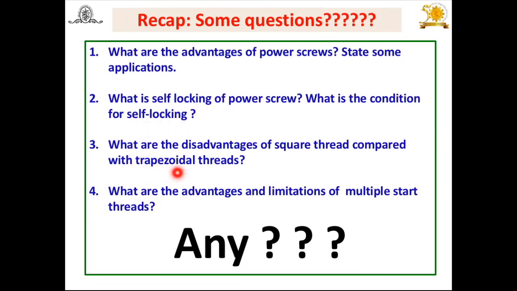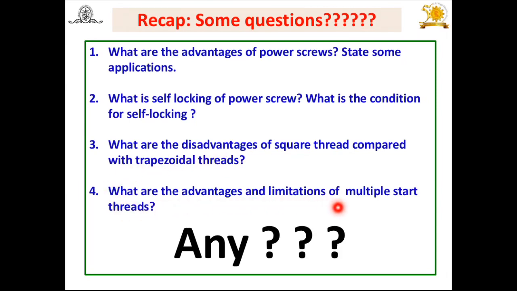What are the disadvantages of the square thread? Manufacturing is complicated or difficult, because a single-point cutting tool is used on a lathe machine to manufacture it, so the cost is also more. That's why it's not economical. The second is the wear associated with this thread, which is directly perpendicular to the axis. That's why wear is another major concern.